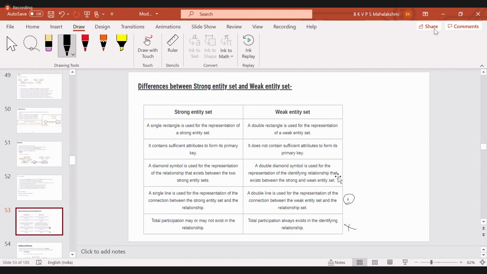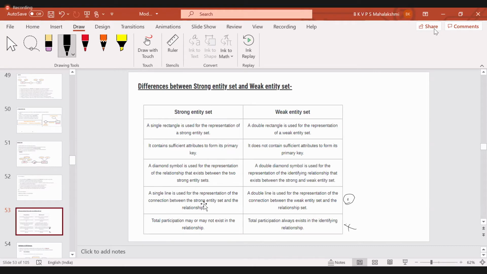But to represent the relationship from a weak entity to any other entities, we should use a double diamond symbol or double rhombus symbol. This is the third point, and this is the fourth point, and this I have already told you.